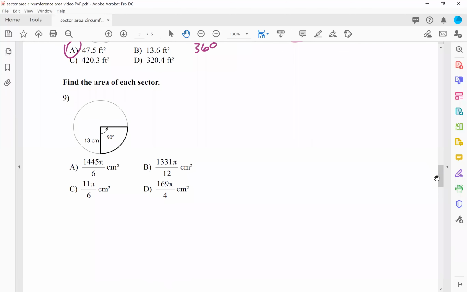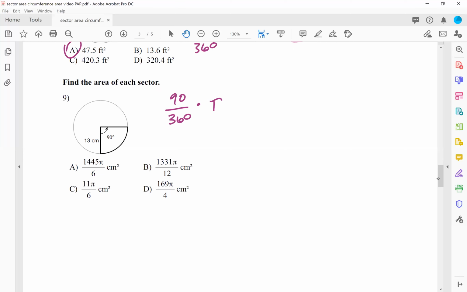Okay, next thing. Find the area of each sector. Now this one, look at your answer choices. You see they're in terms of pi, right? So it's not going to be difficult. I'm just going to have to do a little extra step for our answer. So again, the area of a sector is our angle out of 360. So our angle is 90 out of 360. And here's a hint, guys, 90 out of 360, that's 1/4. It's 1/4 of a circle.